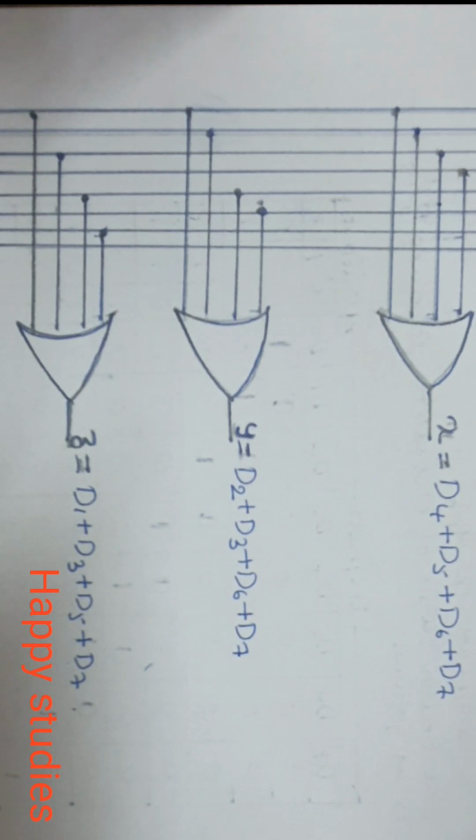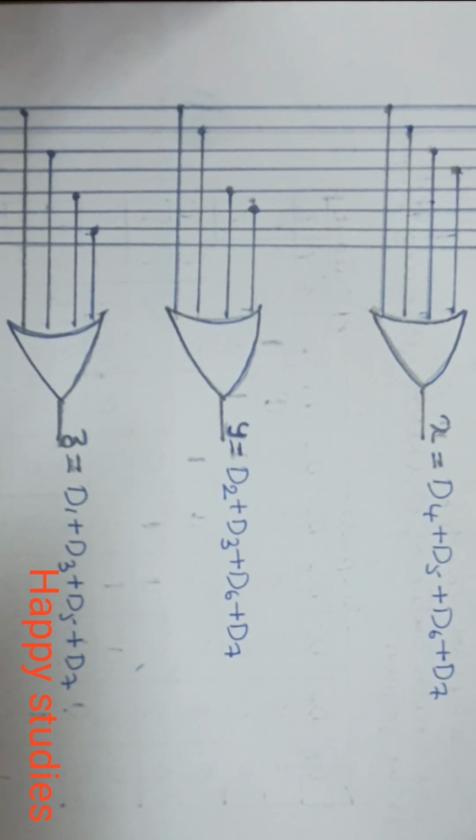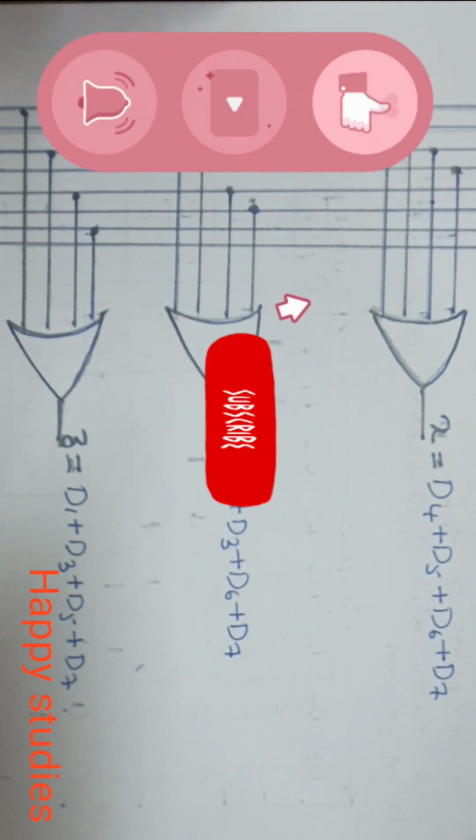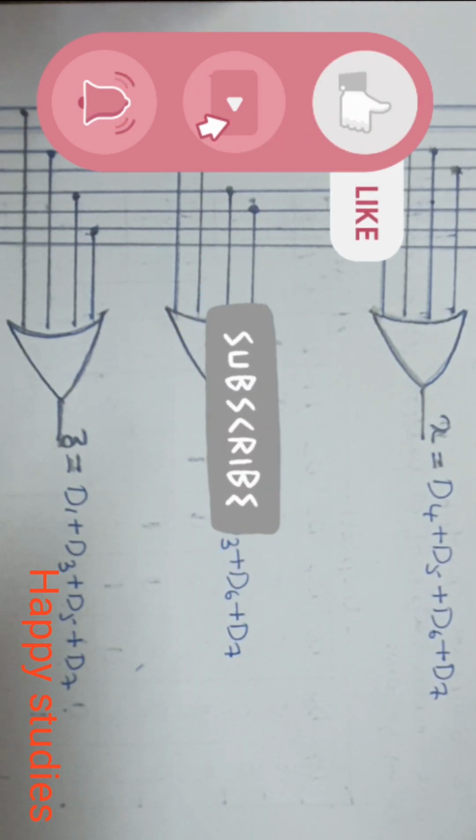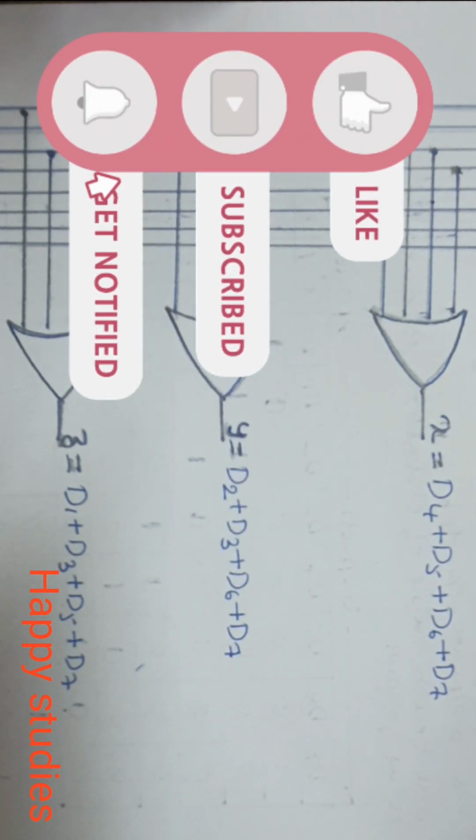So that completes the solution of 3c. With this we come to the end of the discussion of question number 3 a, b, c for a total of 20 marks. Okay, I hope you understood.